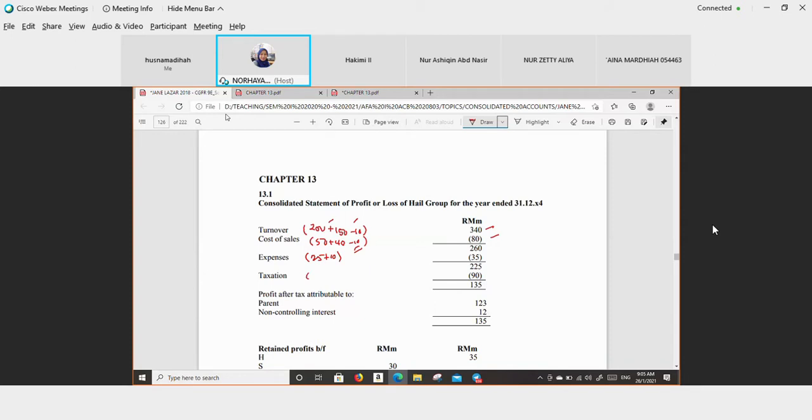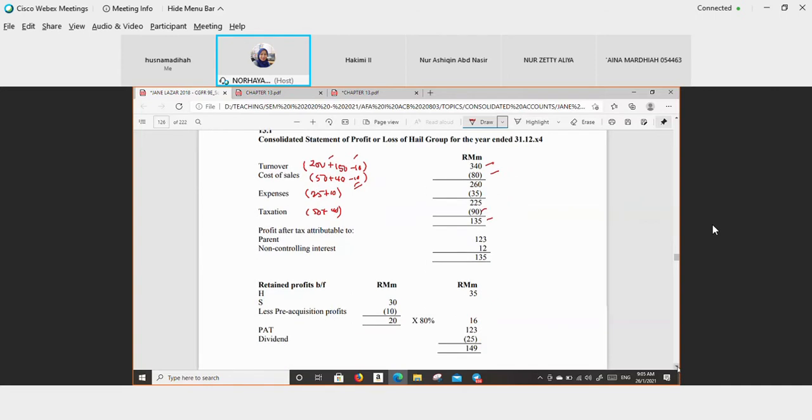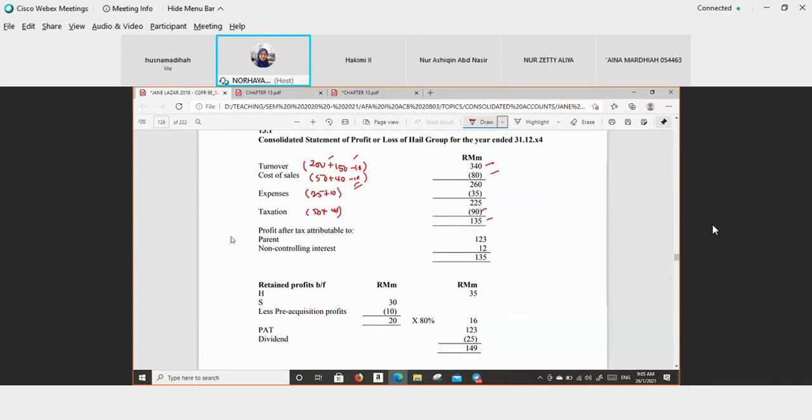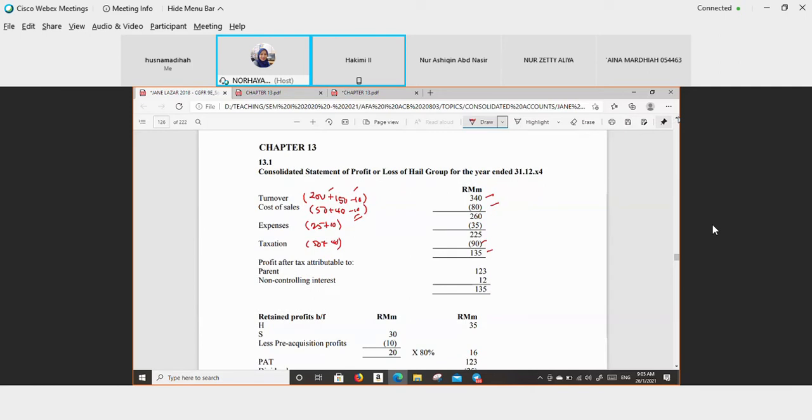Okay, and then taxation tak ada adjustment, which is 50 plus 40. Okay, so and then profit attributable to parent and non-controlling interest. So as I always told you, you must calculate for the non-controlling interest first, right? So how to calculate this, Hakimi? How to calculate for the non-controlling interest?